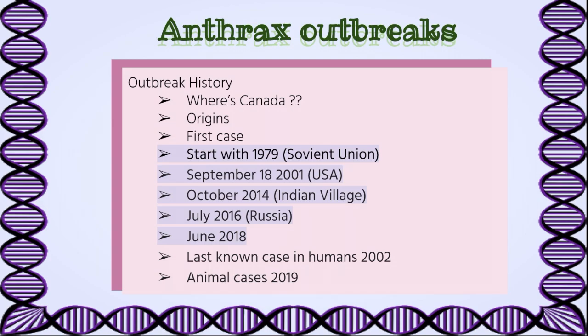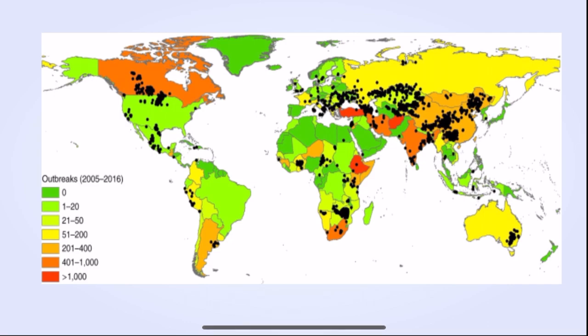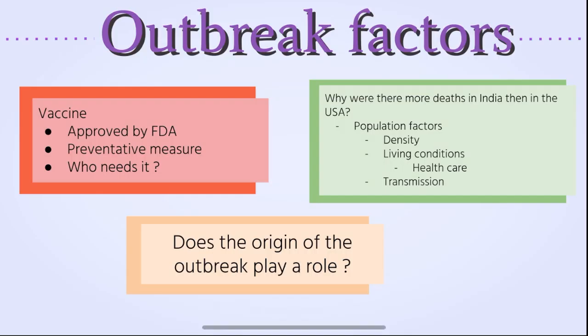This is a quick visual to look at the outbreaks in the world during the specified time, just so you can see where there were more outbreaks and where there weren't, to see how population factors play into this. Let's look at some outbreak factors. There is a vaccine and it's approved by the FDA, but it's just a preventative measure. So only people who actually need it can get it if they choose to, like people who work with livestock and are more vulnerable to getting anthrax.